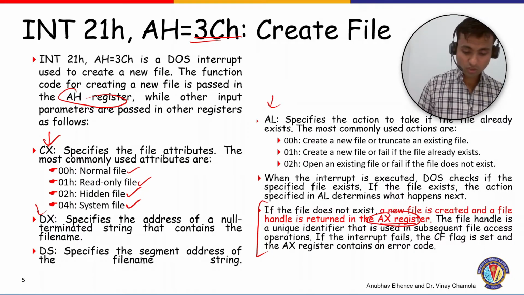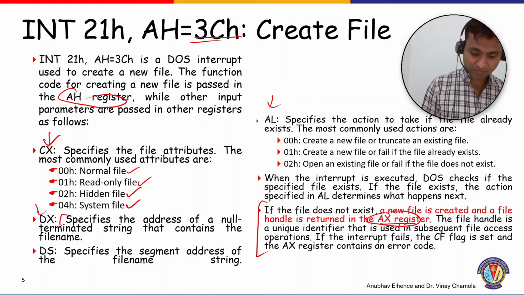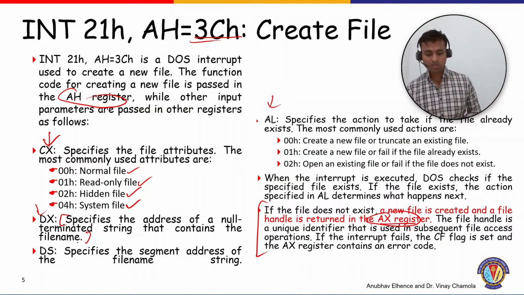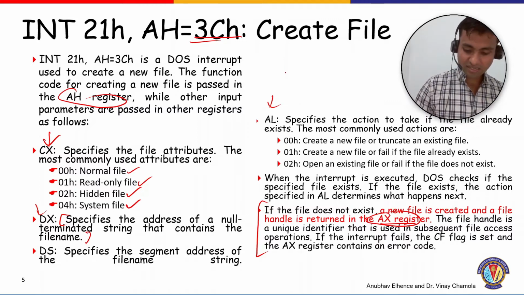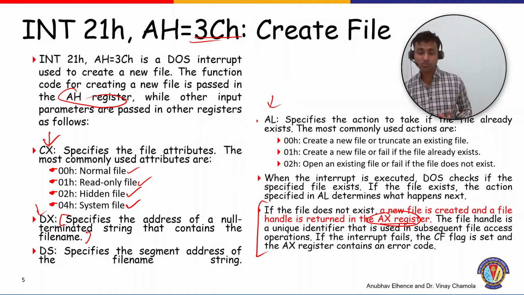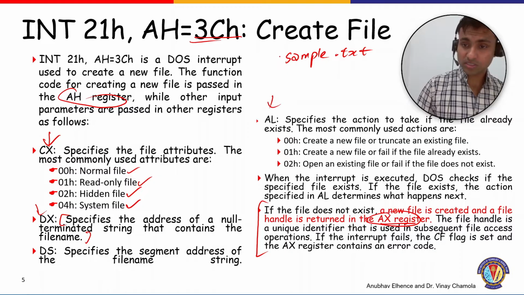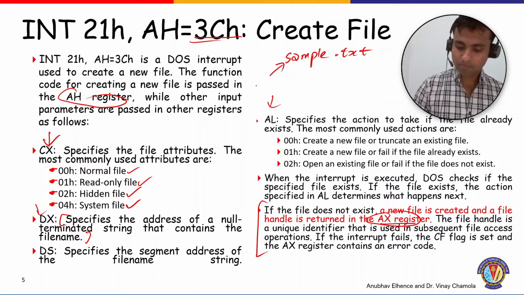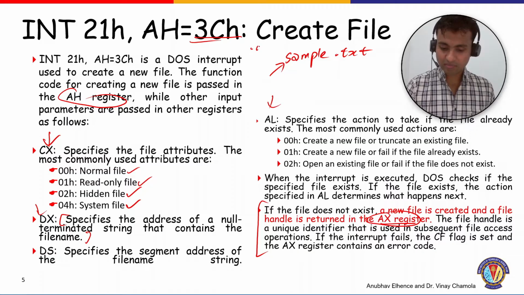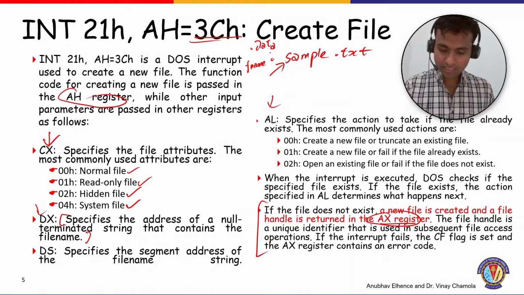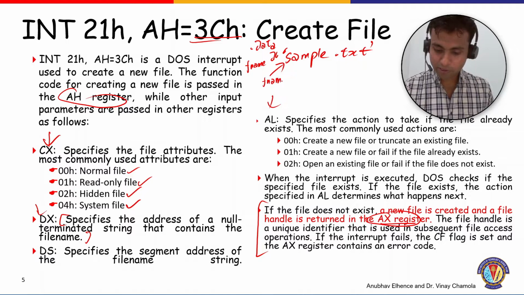DX specifies the address of a null terminated string that contains the file name. So DX specifies the address. So basically, whatever your file name is, it's better that we understand this through an example. Let's say your file name is sample.txt. So this is stored in some memory location, and while you're initializing your data in the .data segment, you let's say happen to say fname db sample.txt. So fname is pointing to the first as the base pointer of this.